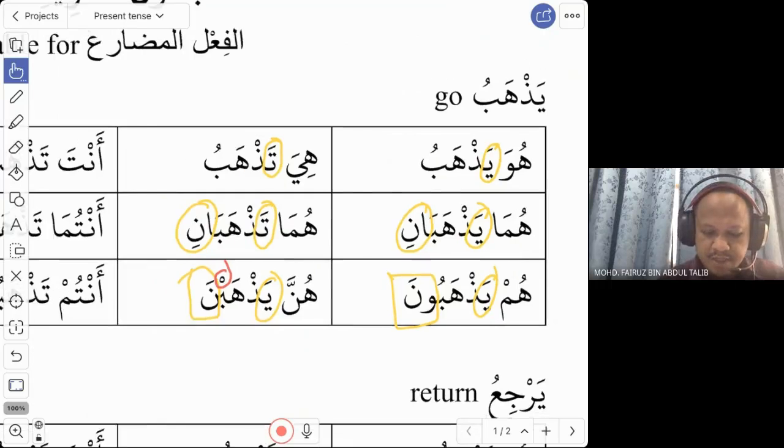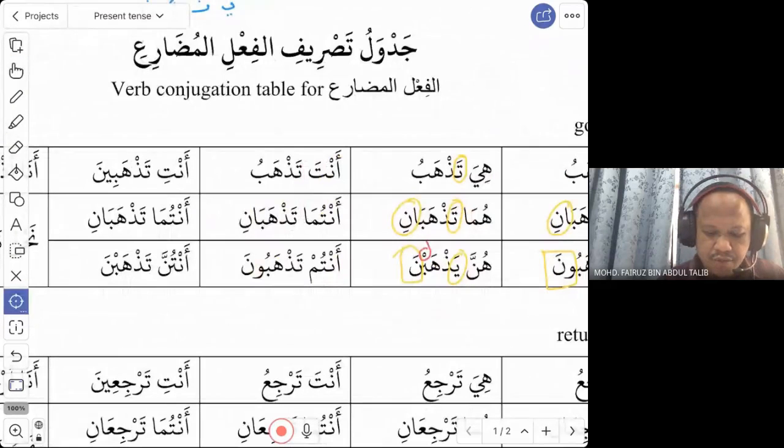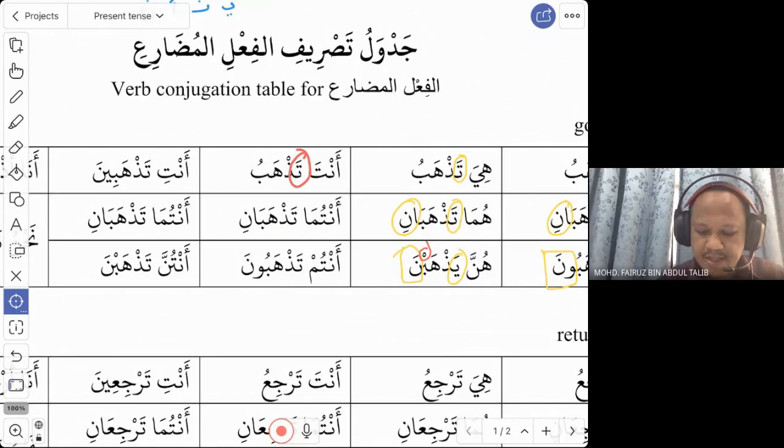Okay, next one. Anta. Now this is for anta, you. For anta, we use ta. Anta tazhabu. So here it is similar to here. That means the word tazhabu can be used for both, either she, hiya, or anta, you, depending on the context. If the context is about a female, then tazhabu is for she goes. If it is a conversation between two, then tazhabu means you. So you look at the context.